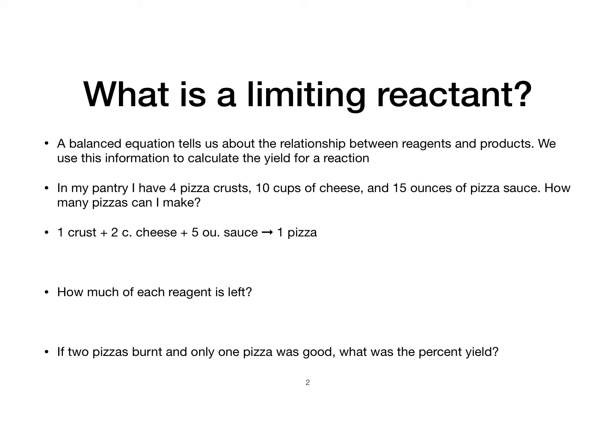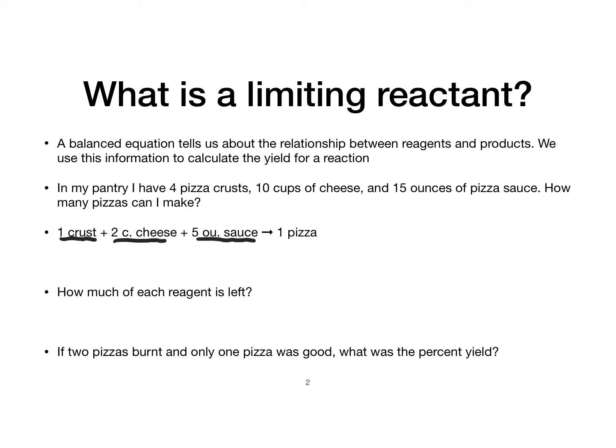So the first thing is, what is a limiting reactant? So we know that a balanced chemical equation tells us this relationship of compounds on the left to compounds on the right. So let's look at an example. So in the pantry, there are 4 pizza crusts, 10 cups of cheese, that's in the fridge, and 10 ounces of pizza sauce. How many pizzas can I make if a pizza is combined of 1 crust, 2 cups of cheese, and 5 ounces of sauce? So the question becomes, how do we figure that out?